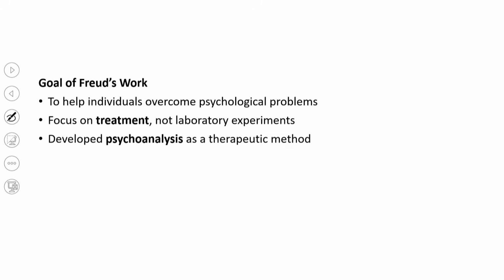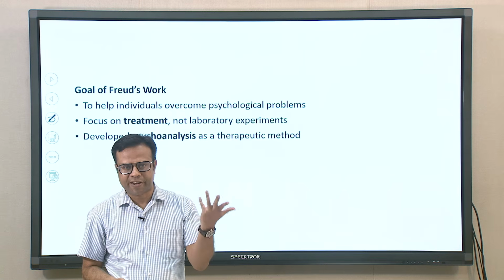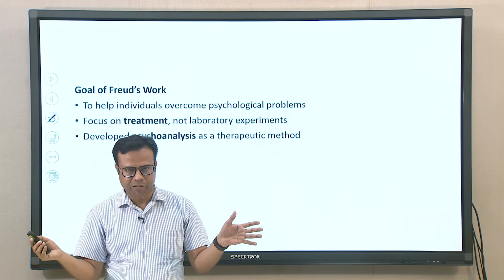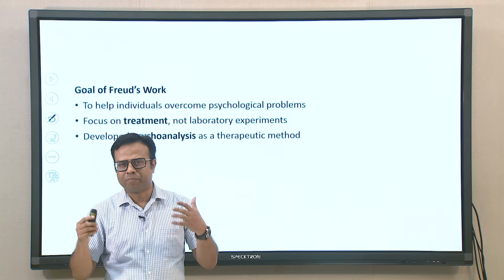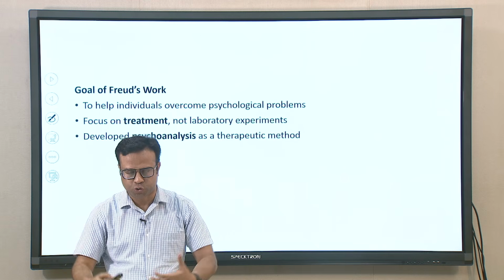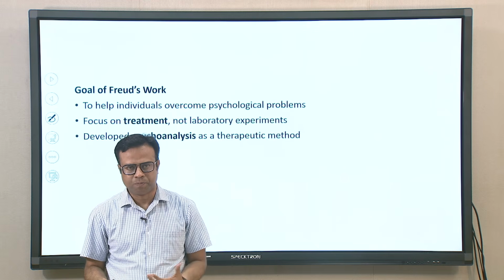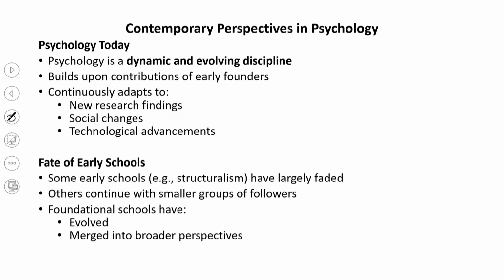Freud basically focused on how to overcome psychological problems and disorders, focusing on treatment, not just laboratory experiments. He was not interested in laboratory experiments. He developed psychoanalysis more as a therapeutic school and method. Now, these are some of the earlier schools of thought. Okay? Now, what is the contemporary perspective?